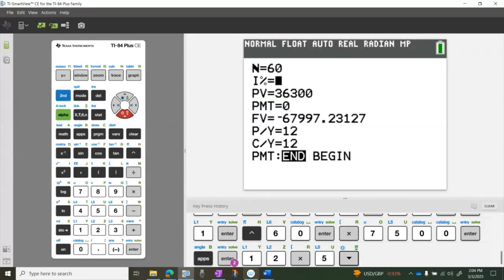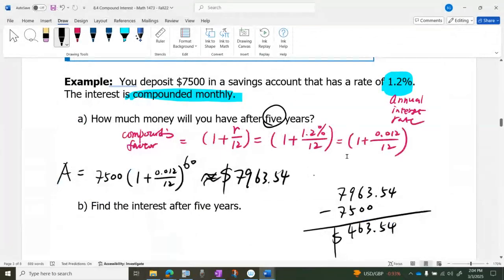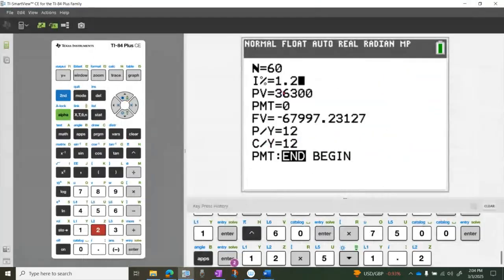And I% is the annual interest rate. You do not put a percent sign. All you need to do is put the number in front of the percent sign. In our case, it is 1.2%, so instead of entering 0.012, you just need to enter 1.2.